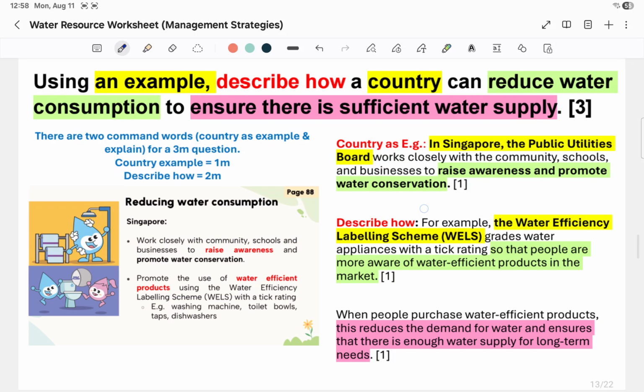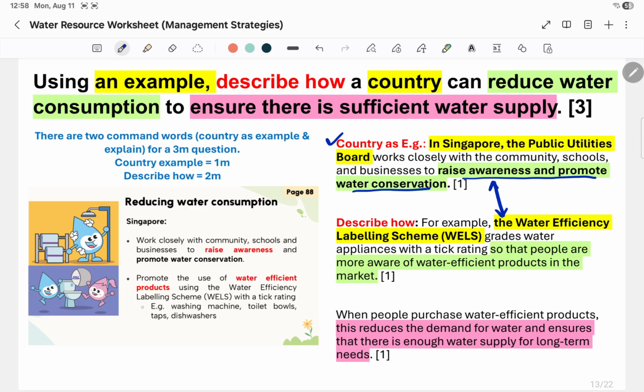Okay, so if I'm using Singapore as an example, you can see how I use Singapore as an example here. I briefly mentioned how the PUB, or the Public Utilities Board, raise awareness and promote water conservation. This is an example, but it's still not clear enough how these help to reduce water consumption, right? So I must go a little bit deeper to show how this achieves that. So how they do so is by raising awareness, by having this thing called the water efficiency labeling scheme.